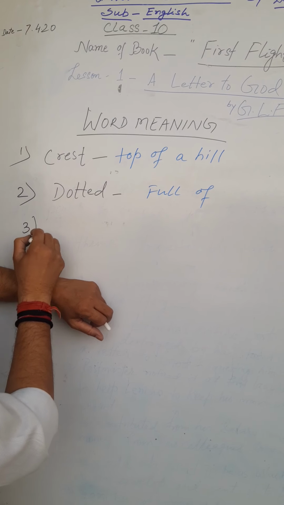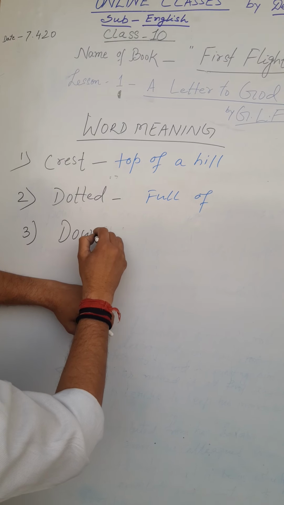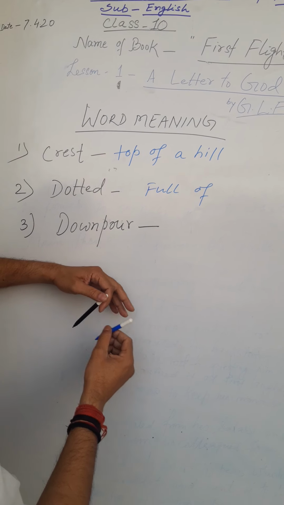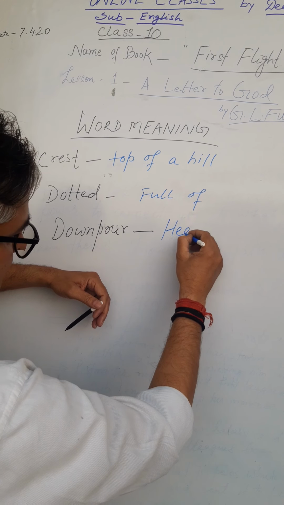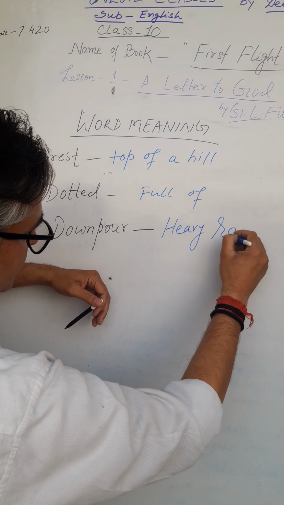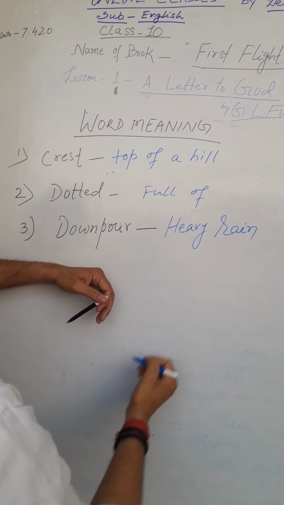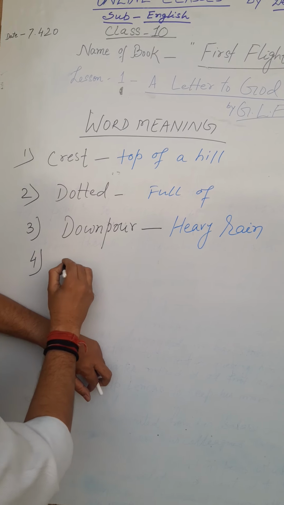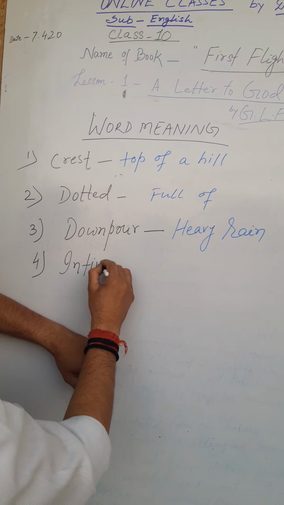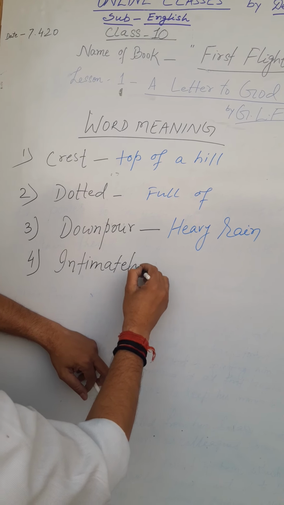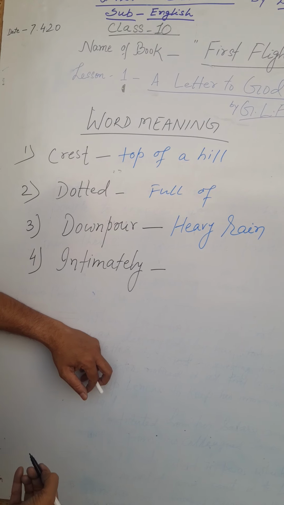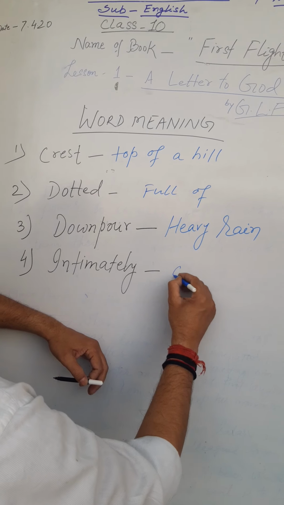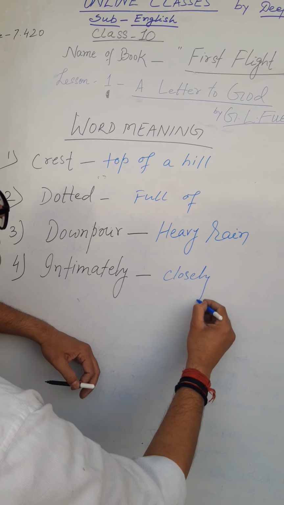Third one, downpour, heavy rainfall is called downpour. Intimately, these words are used in your textbook, the story. Intimate, intimate means close, intimately means closely.